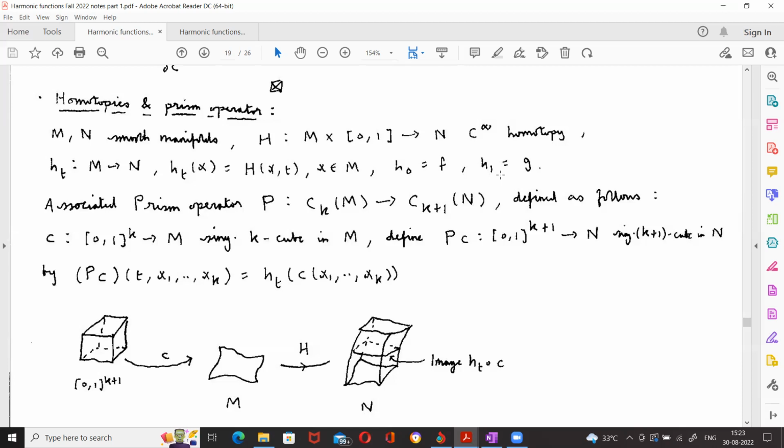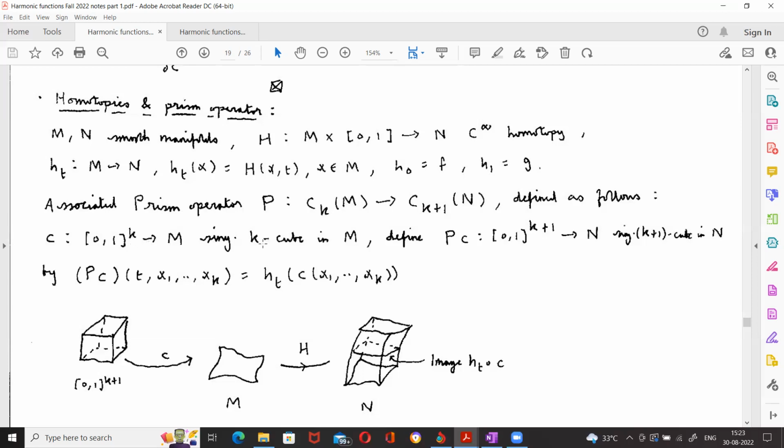Now, this homotopy leads to what's called an associated prism operator, which is a linear operator from k chains in M to k plus 1 chains in N, defined as follows. Again, to define an operator on the space of k chains, I just need to define its value for a k cube, because those are a basis, and then it extends uniquely by linearity to the whole space. So let's take a k cube in M, C.